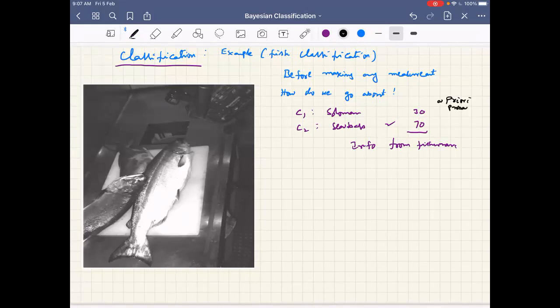Now, what are these a priori probabilities? These probabilities are found without making any measurements, just based on the domain knowledge. So I know that in this location, sea bass are more probable than salmon. Now, if I want to make these a priori probabilities, what should I keep as P of omega 2, and what should I keep as P of omega 1, from the information that is given? It is 0.3 and 0.7. This kind of information is usually very important.